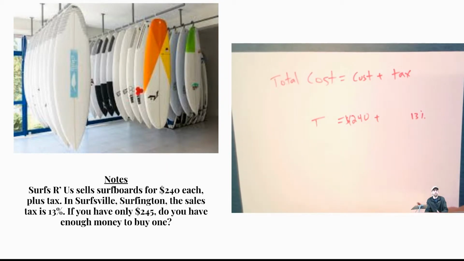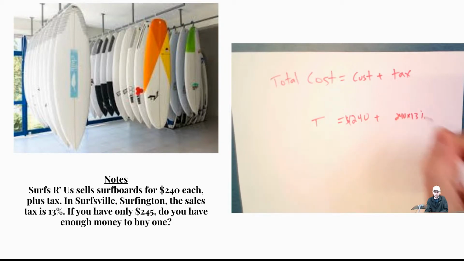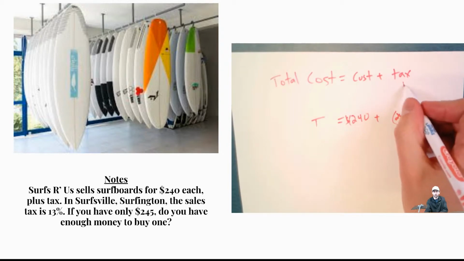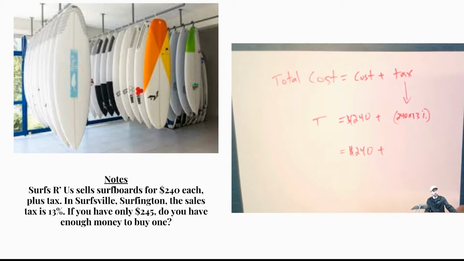Now, in order to find out 13% of our cost, we need to multiply those numbers. So I'm going to take 240 and multiply that by 13%. And that's going to give us our tax. This is our tax right here. Okay? Let's go ahead and do that. So we have 240 plus, now 13% of 240. I won't make you figure that one out without a calculator for now. So we're going to multiply that by 13%.